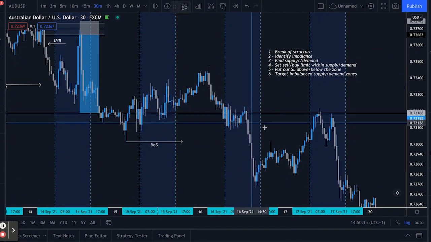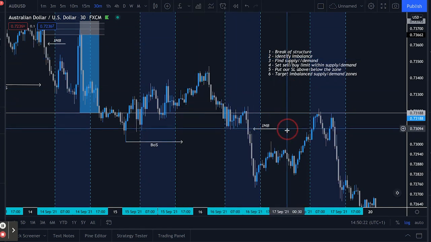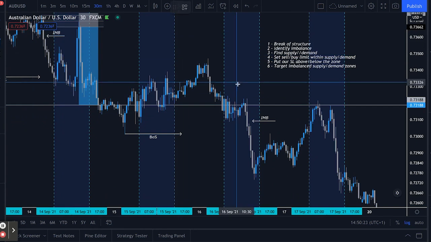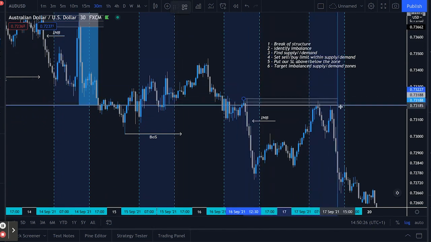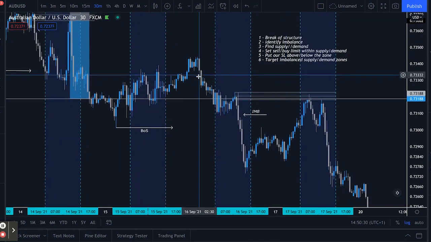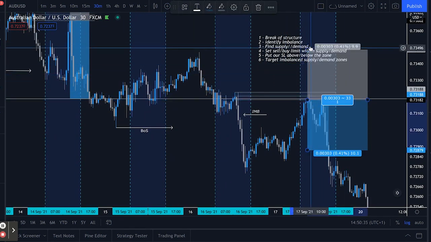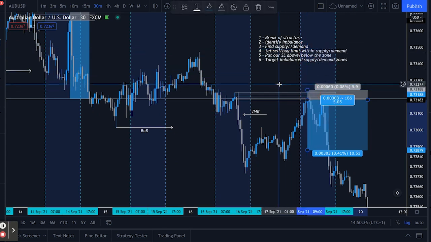Rule number 2 is going to be identify imbalance. So going into Friday's session, we would have seen an imbalance leading into this area. Third, we can actually find the supply and demand. We have a nice clear supply zone here. Fourth, we can set a sell limit in that supply or demand zone. So if we go ahead and once again use our sell limit tool to plot that on.